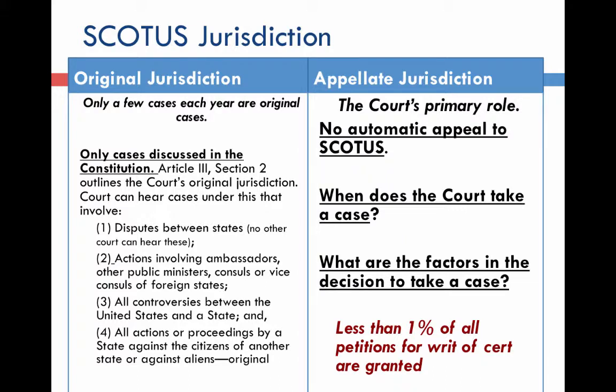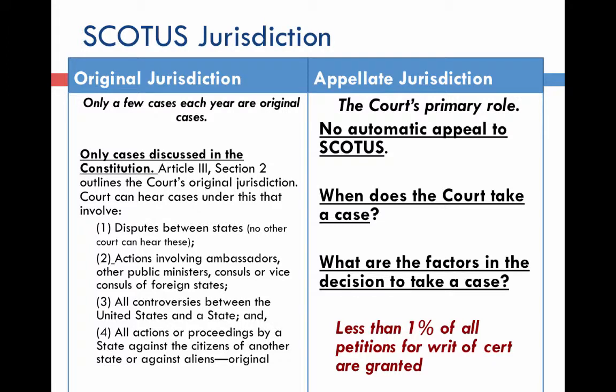There is original jurisdiction at the court. Original jurisdiction means that there are original cases that the court hears for the first time and that no one else hears before them. So it doesn't go to the district court or the circuit court or a state court.